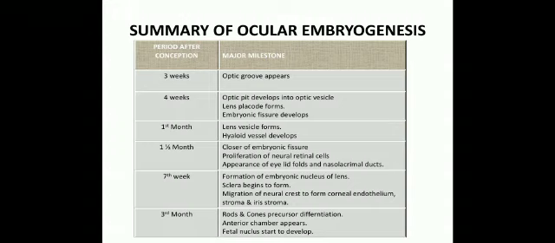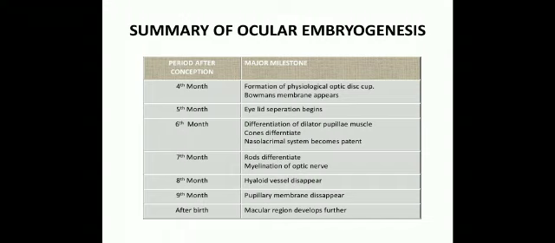7th week there will be formation of the embryonic nucleus of the lens, the sclera begins to form, and migration of neural crest to form the corneal endothelium, stroma and iris stroma. During the 3rd month rods and cones precursors differentiate, the anterior chamber appears and the fetal nucleus starts to develop. And during the 4th month formation of the physiological optic disc cup and the Bowman's membrane appears. 5th month, the eyelid separation begins.